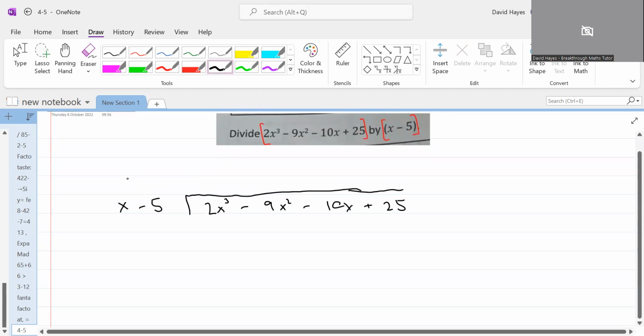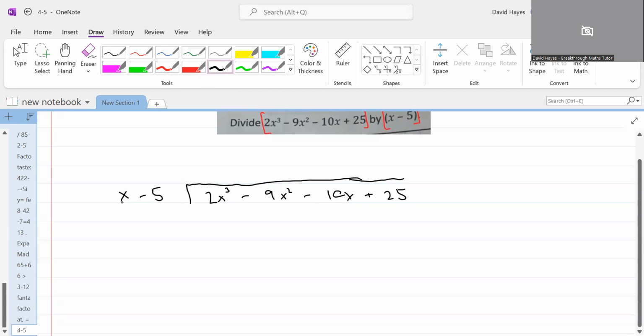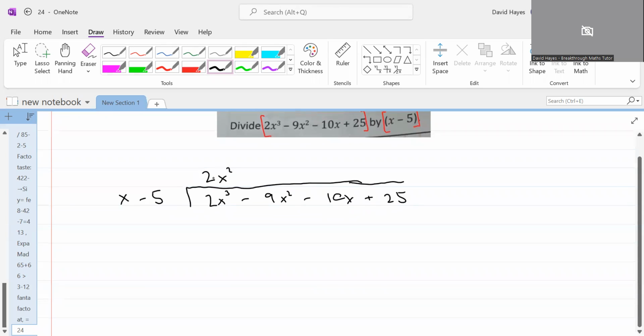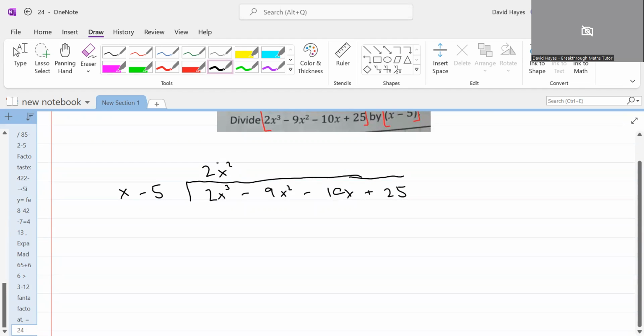How we do it is we start with the x minus 5 term. We divide x into 2x cubed. The answer is 2x squared. That's the number we would need to multiply by x to get to x cubed. Now we take the 2x squared and multiply it by x, which gets us 2x cubed, and put that underneath. Then we multiply 2x squared by the minus 5. This gives us minus 10x squared, and we put that underneath the other x squared term.